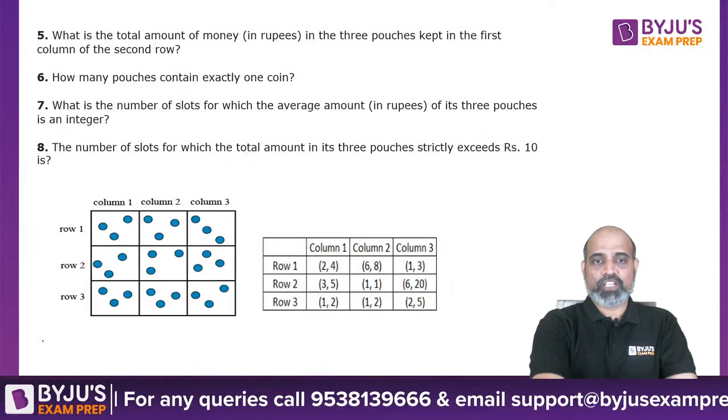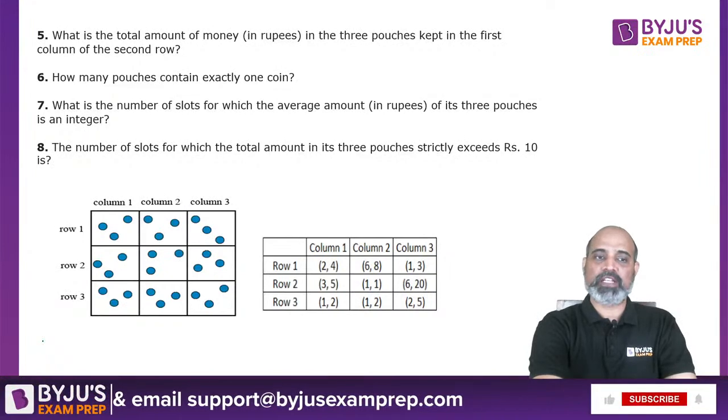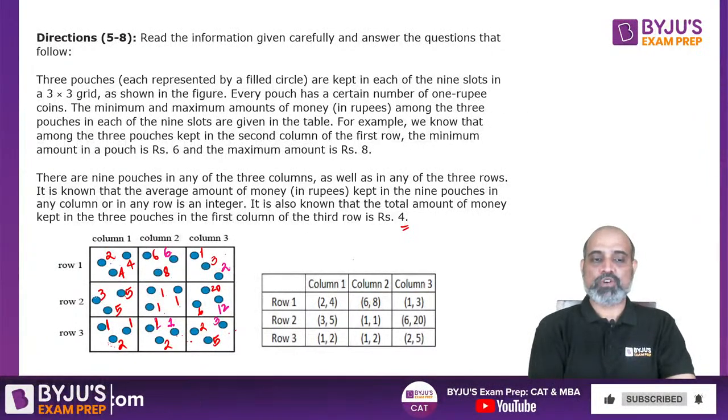So what is the total amount of money in rupees in the 3 pouches kept in the first column of the second row? First column of the second row, what is the total money that is kept? 355.